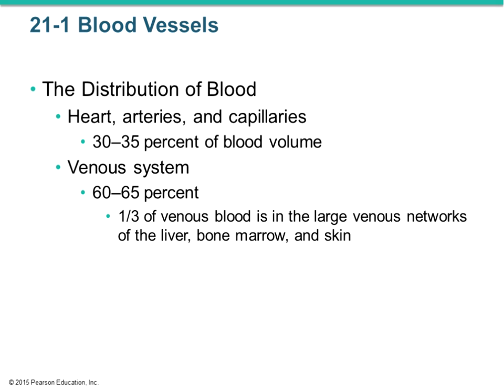All right, so what about the distribution of blood? Okay, because the pressure is so much lower and the vessels are a little bit larger, the venous system actually houses a higher amount of the blood at any given moment, right?